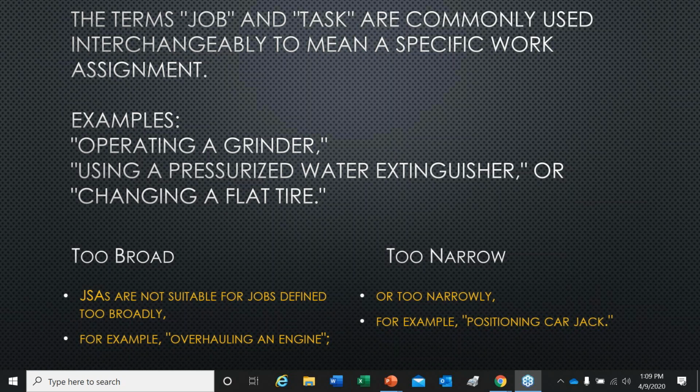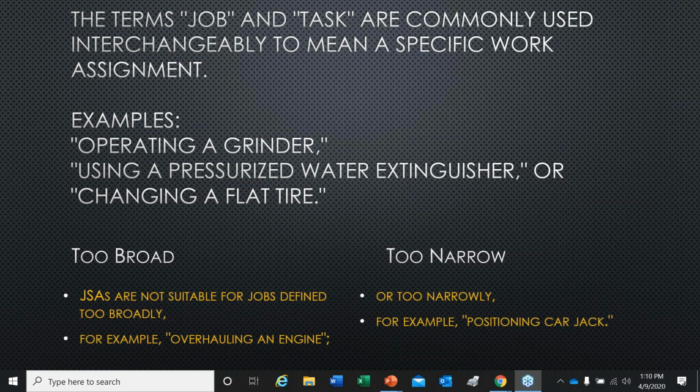And I mentioned this already, the terms jobs and tasks are commonly used interchangeably. When you're looking at something, you're going to identify a job: operating a grinder, using a pressurized water extinguisher, changing a flat tire. Those are examples that are specific enough, but not too narrow. And I give examples down below where too broad of a one would be overhauling an engine. You don't have the specifics related to it.